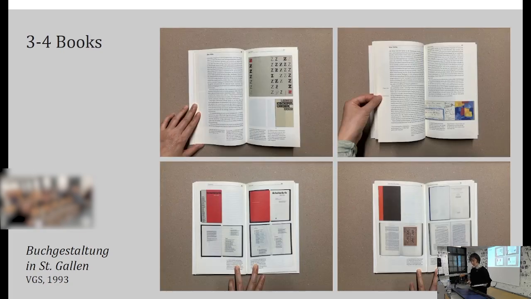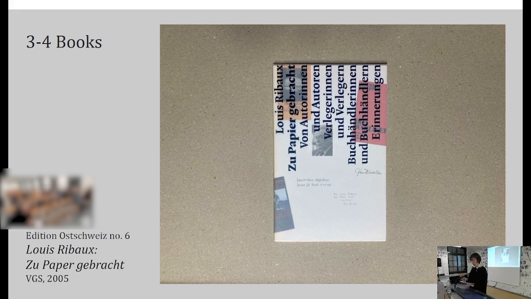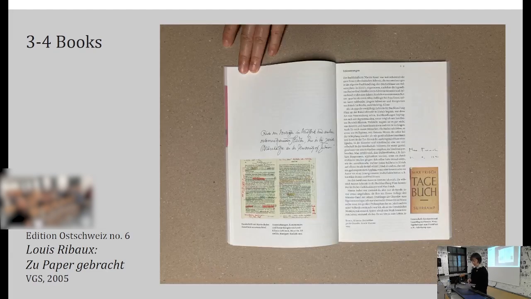And another book I would like to mention is the Rue Libre, zu Papier gebracht. St. Gallen's status as a city of books leads to a new look at several figures involved. The sixth volume in the Edition Auschwitz series honors Louis Libo, who spent his entire life in St. Gallen as a publisher, bookseller, and more. I'm sure that you know much better about him than I do. And this beautiful book is a retrospective of his life and his experiences with books.